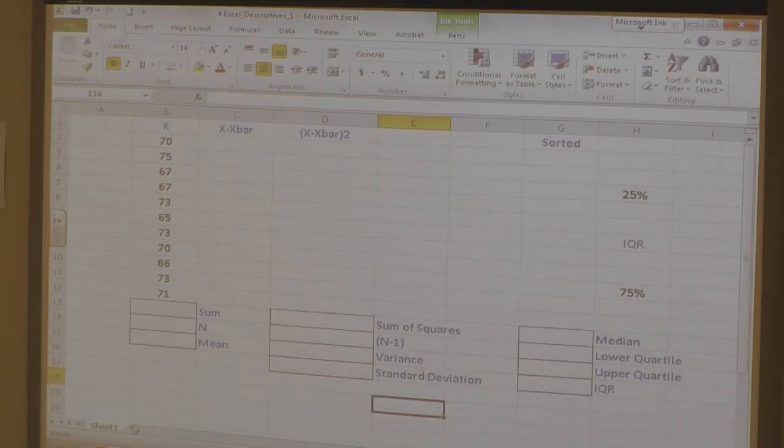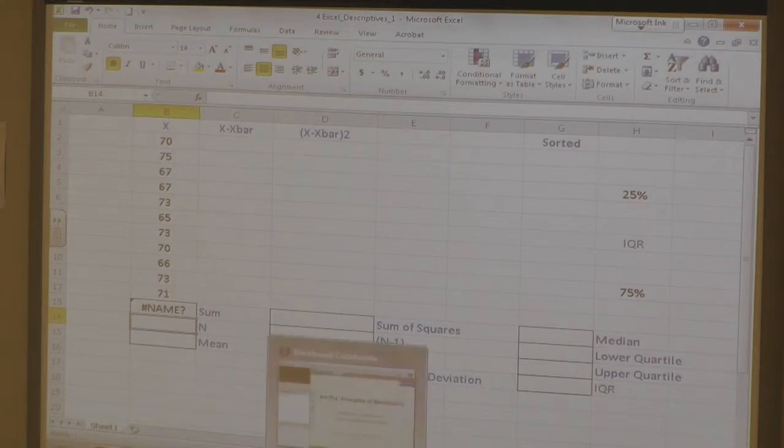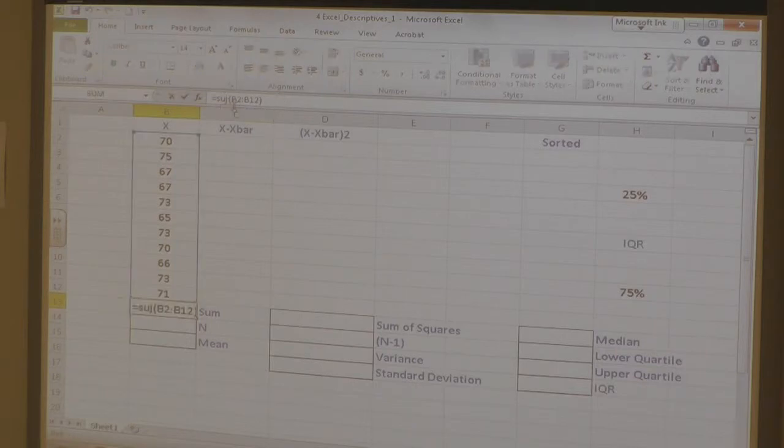First thing I'm going to do is calculate the mean, and I'm going to actually do that from scratch. First thing I'm going to do is take the sum of this column, equals SUM parentheses, and I can tell it's the sum of B2 through B12, and hit enter. Oops, what did I do there? Oh, I misspelled sum. It's hard to work with this keyboard sideways. There we go, 770.